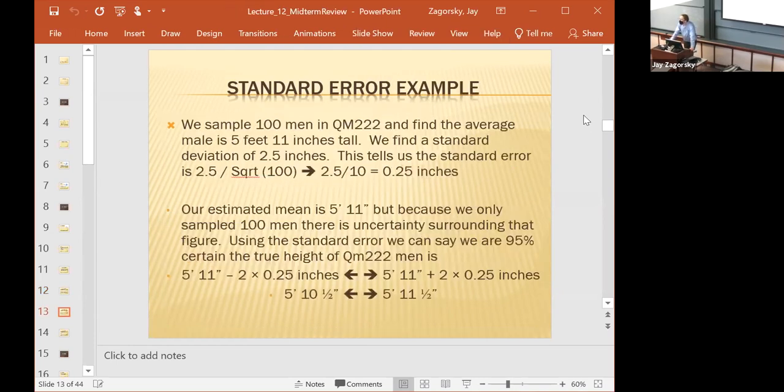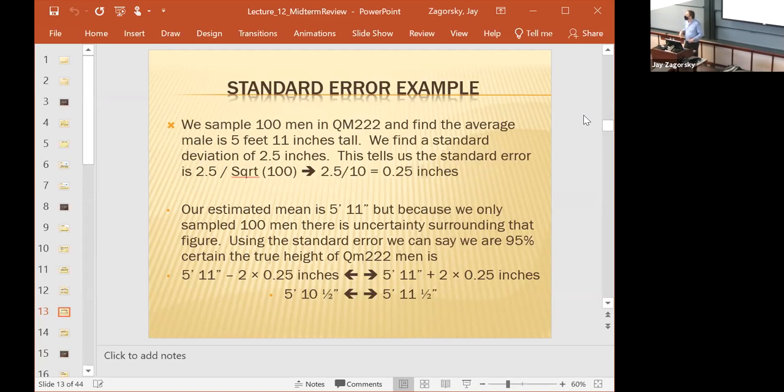So we sample 100 men in QM222. We find the average male is 5'11" with a standard deviation of 2.5 inches. That means compared to the overall population, men in QM222 tend to have less of a range. In the overall population, 95% of all men are between 5'3" and 6 feet. Was that the number, 6 feet? I think so. Here, everybody happens to be taller on average, but the range is smaller.